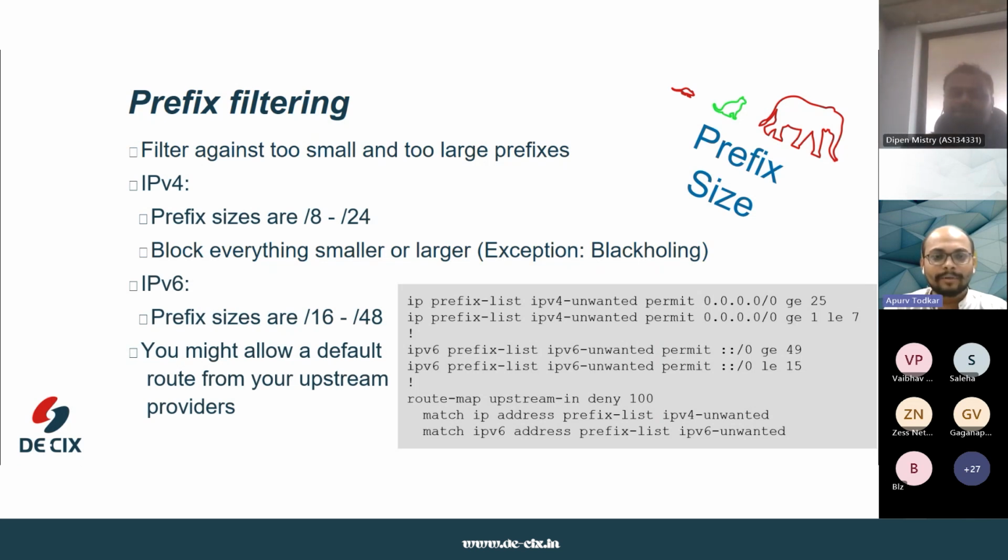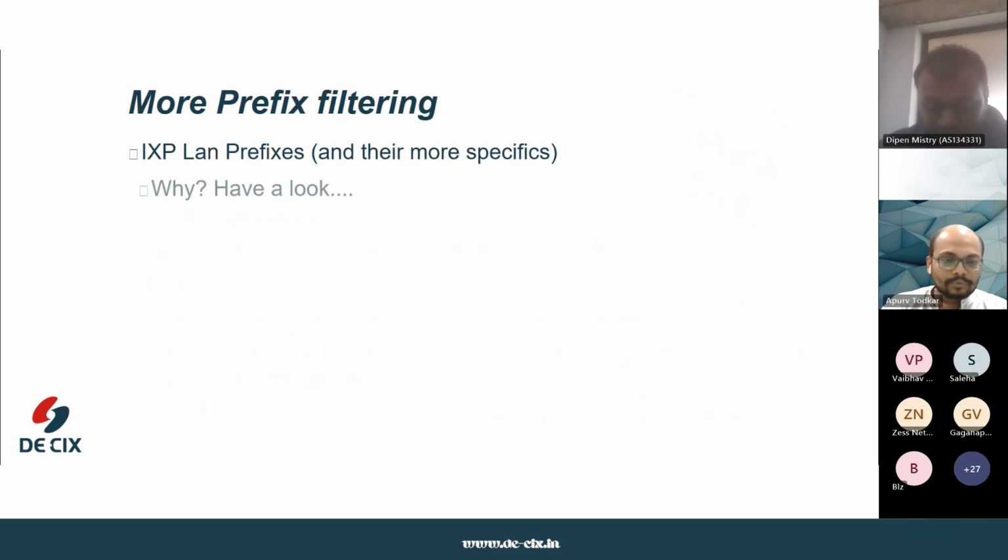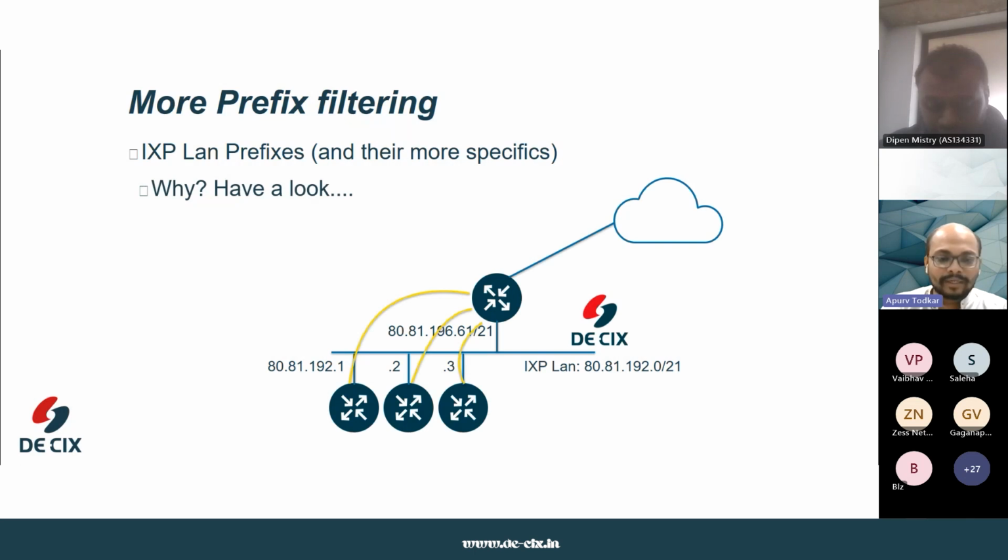And to enforce this limit, you can apply an access list or a prefix list on your router. By setting up such filters, you ensure that only prefixes within the accepted size range are allowed through from the upstream provider. So more on the prefix filtering part will come.